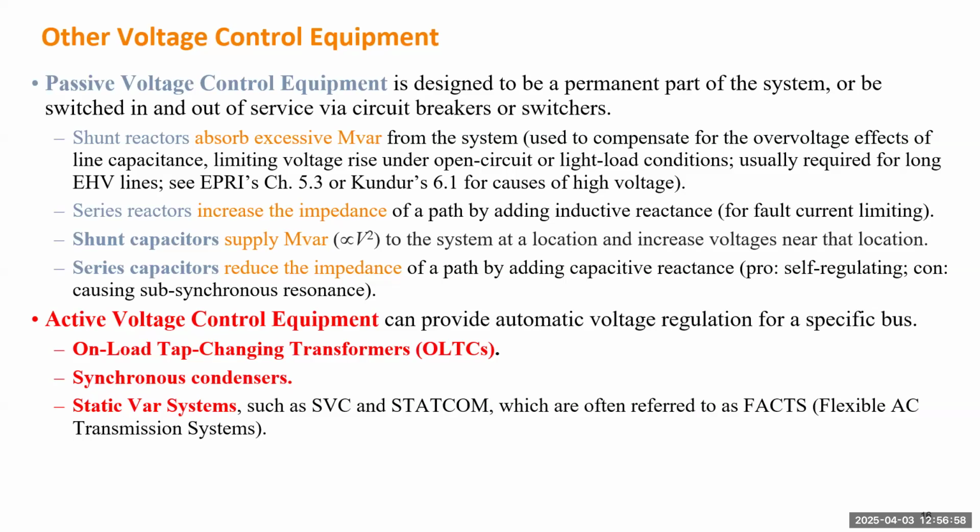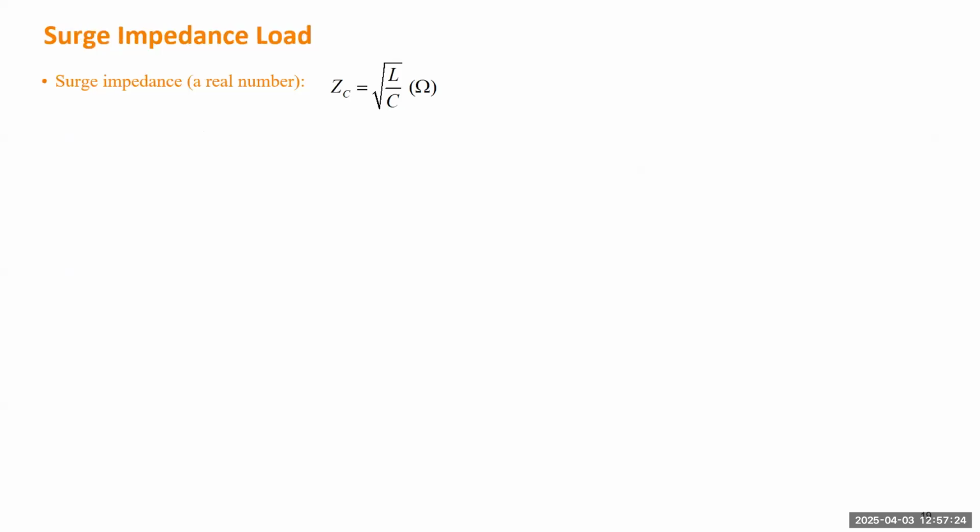And you may have some question: under what situations do I really need to use such a capacitor or reactor? Or under what condition do I need to switch any of them into the system to support the voltage or limit the high voltage, and what condition do I need to switch it off? You cannot just keep it there, right, if your system conditions keep changing. So we need to first answer that question. That will need to introduce this concept, the surge impedance load.